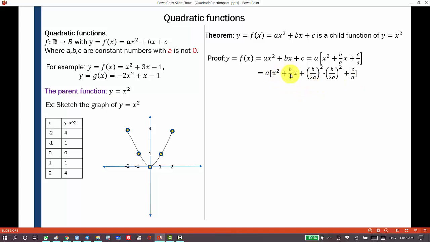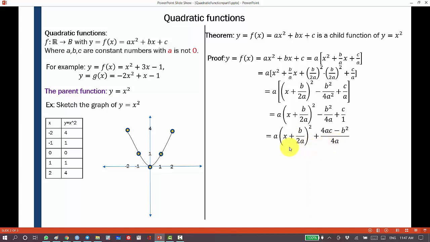Now x squared plus b over a x plus b over 2a all squared has the form of a squared plus 2ab plus b squared, which becomes x plus b over 2a all squared. This term is b squared divided by 4a squared, plus c over a. Continuing with some simplification, we multiply a with all terms inside. That becomes a times x plus b over 2a all squared. This square is cancelled with an a here. We are left with b squared over 4a, and this a and this a cancel out one another. We are left with c over 1.